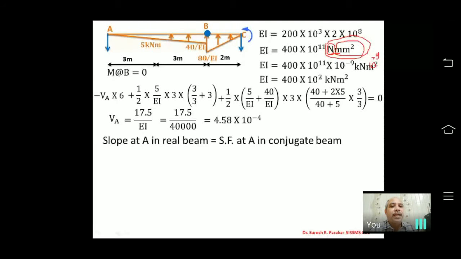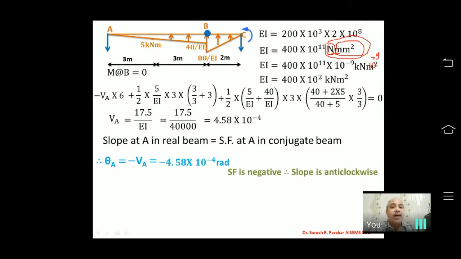So we have slope at A in real beam equal to shear force at A in conjugate beam, and therefore we are going to get this value, that is theta A, as VA, but V is downward, so minus VA, so minus 4.8 into 10 raised to minus 4 radians. Now as the value is negative, that means my slope is anti-clockwise. So that sign convention, we should be very clear with this, and we should not make any mistake while putting the direction of the slope and deflection.